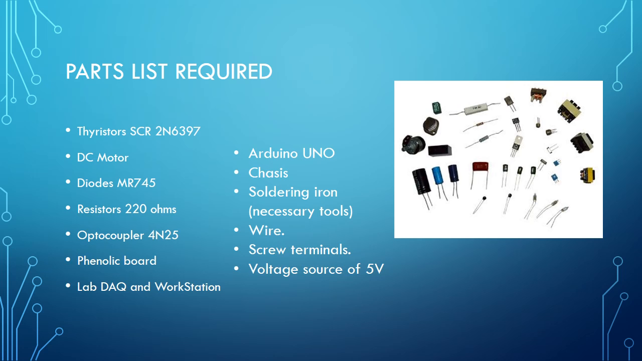About the parts list required, we need a thyristor SCR 2N6397, a DC motor, two diodes MR745, two resistors of 220 ohms, an optocoupler 4N25, a phenolic board, a lab DAQ and workstation, an Arduino Uno, a chassis, soldering iron, wire, screw terminals, and a voltage source of 5 volts.